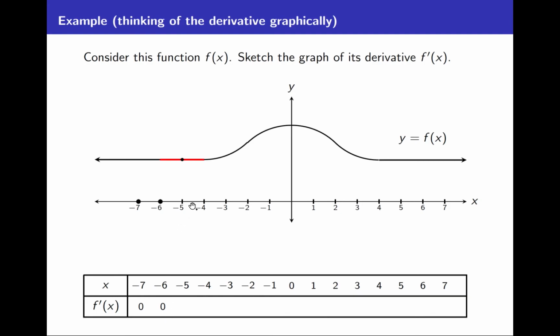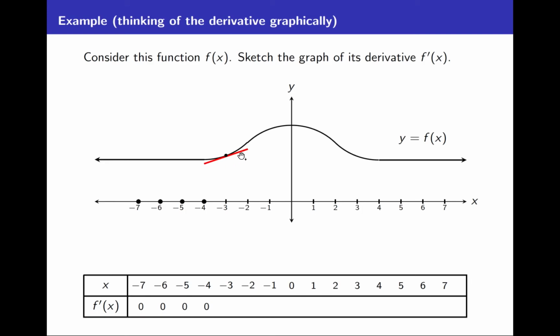Move on to -5. At -5, the tangent line is still 0, slope 0. So f prime of -5 would be 0. And we'll plot that point -5, 0. Moving on to -4, same thing. The tangent line has slope 0 at -4. So f prime of -4 is going to be 0. We plot that point right there. And go to -3.